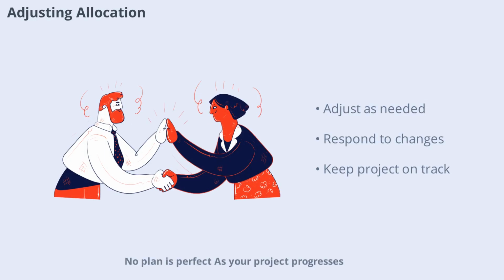No plan is perfect. As your project progresses, you'll need to adjust resource allocation to respond to new information or changing circumstances. This might mean reassigning tasks, bringing in extra help, or shifting priorities. Being proactive and responsive helps you keep the project on track.